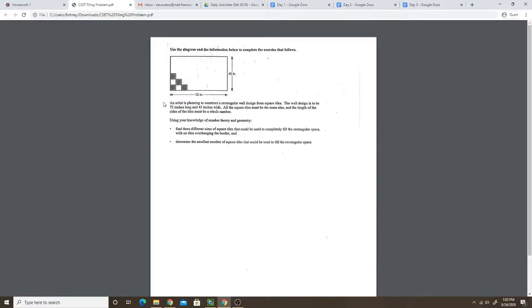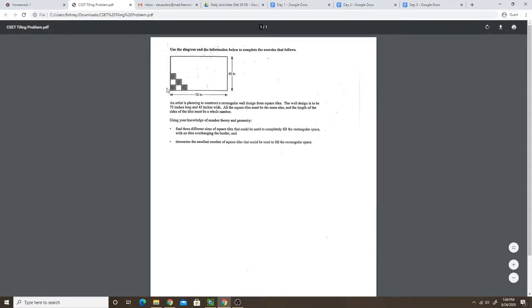It says, an artist is planning to construct a rectangular wall design from square tiles. So first off, the tiles have to be square. That means their length and their width are equal, so you can't have rectangular tiles, right? They have to be squares, the same length and width. The wall design is to be 72 inches long and 42 inches wide, just like the picture indicates.